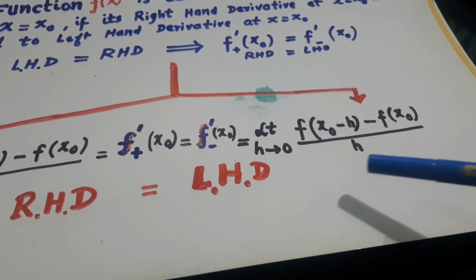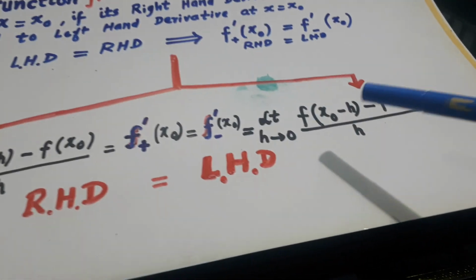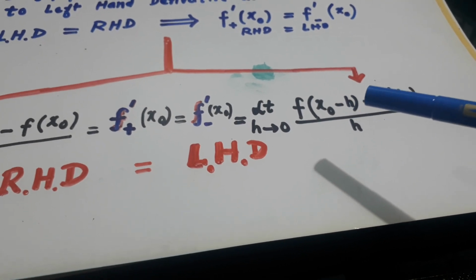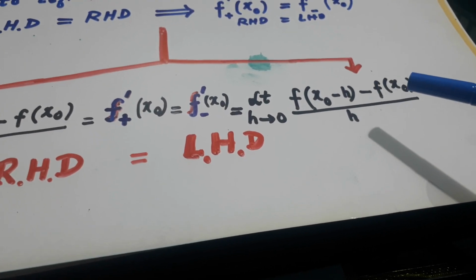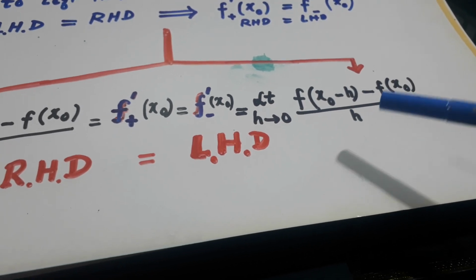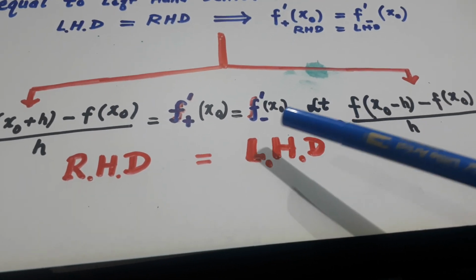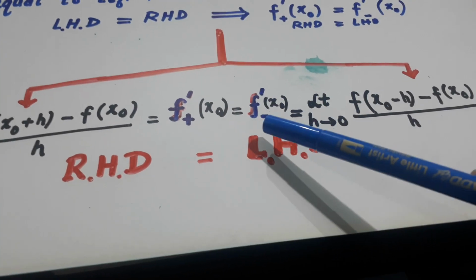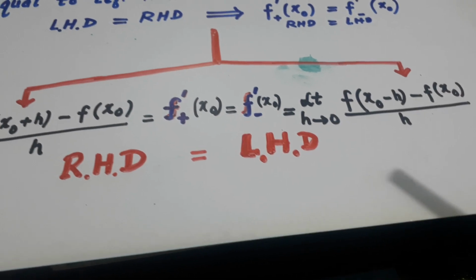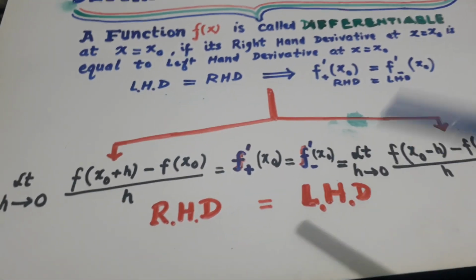Let us go to the left hand derivative. Subtract: where you added plus, now put minus. So it will be f(x0 minus h) minus f(x0) divided by h, limit h goes to 0. This is the left hand derivative, written as f dash minus x0. So they have to be equal. The left hand derivative must be equal to the right hand derivative.